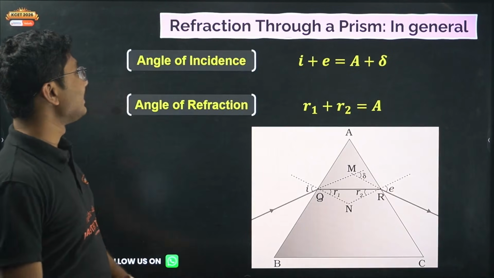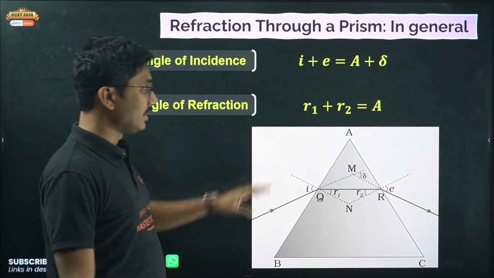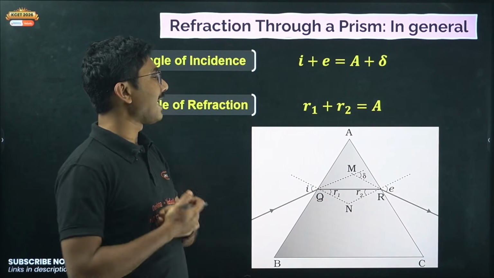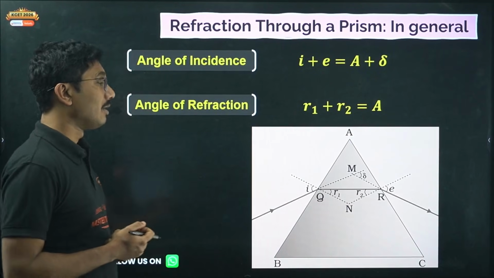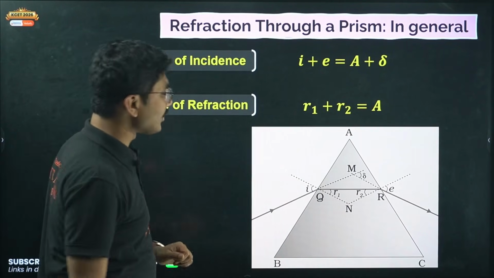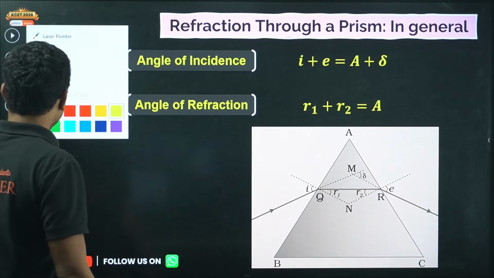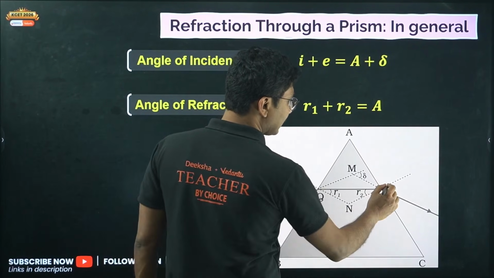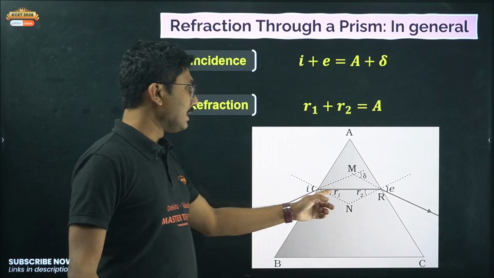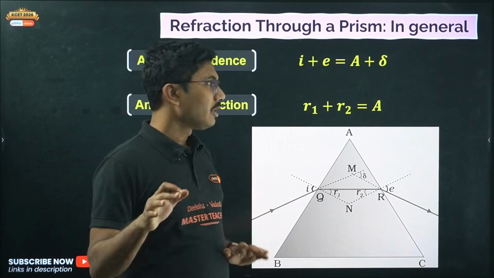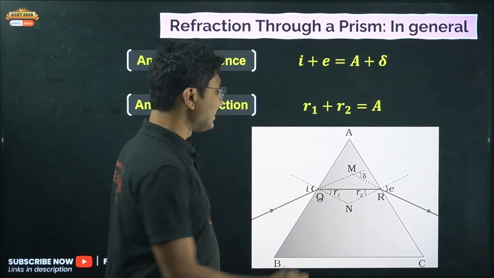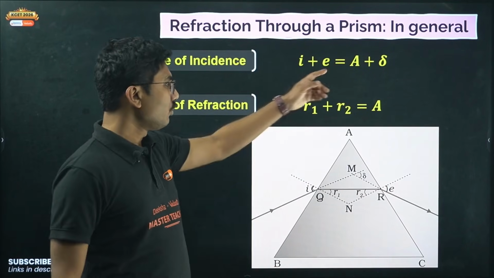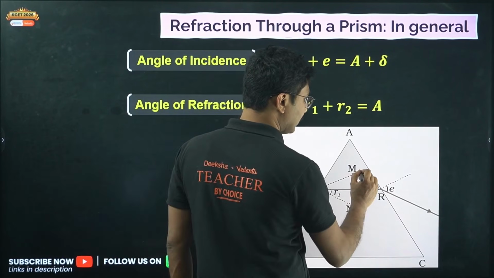Now next is refraction through a prism. This is also an important concept. If you see the angle of incidence and angle of refraction, they are related to each other. Here we take this as the angle of incidence and we take this as the angle of emergence. These r1 and r2 we generally do not take. Now this angle of incidence and angle of emergence are related to each other through the angle of deviation. This angle is called the angle of deviation.